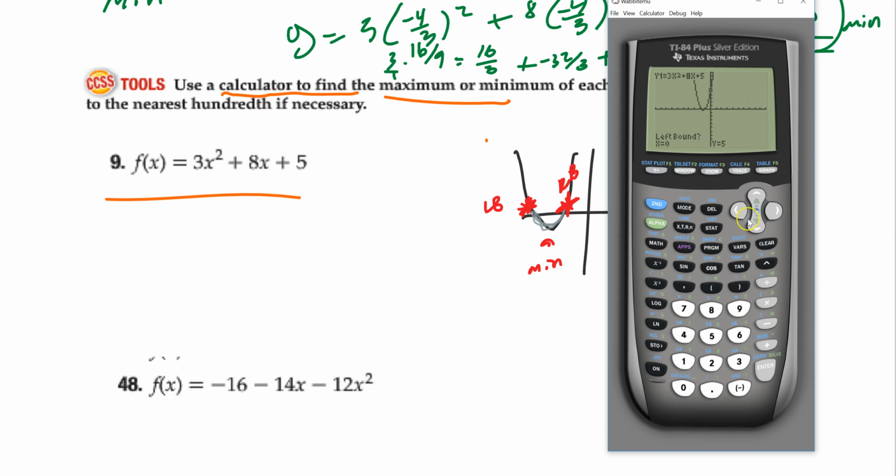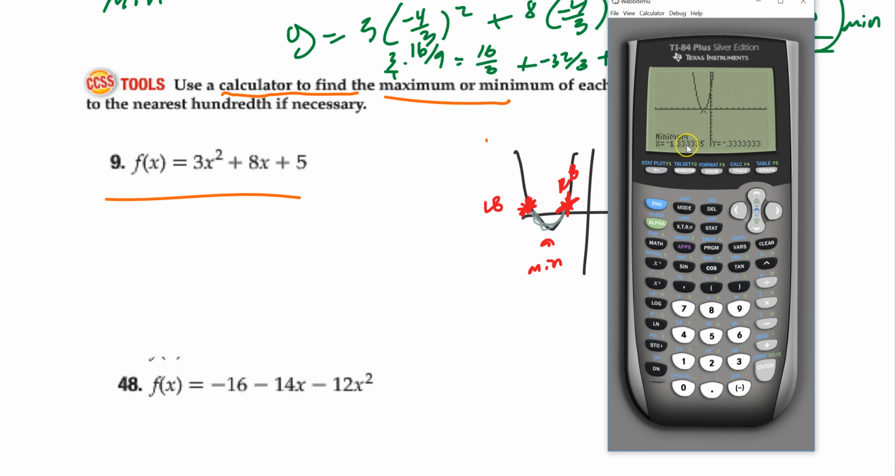So see how it says left bound? I like to move to the min, so it's around there. Then move left a little bit. Then it says right bound. Go back to the min. Now move right a little bit. Hit enter. It says guess. Of course, guess. And then you get your min.